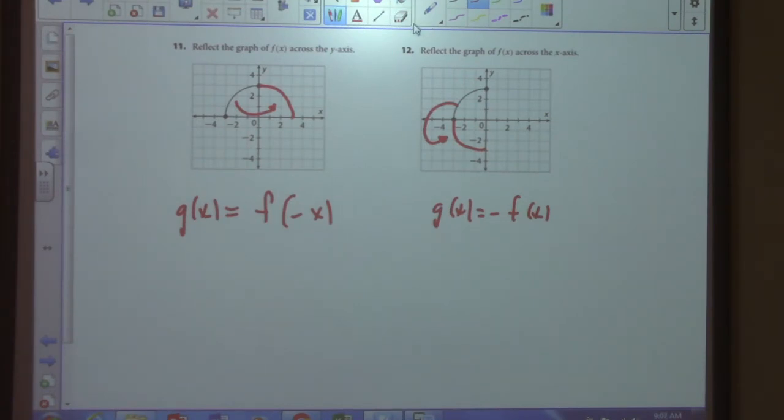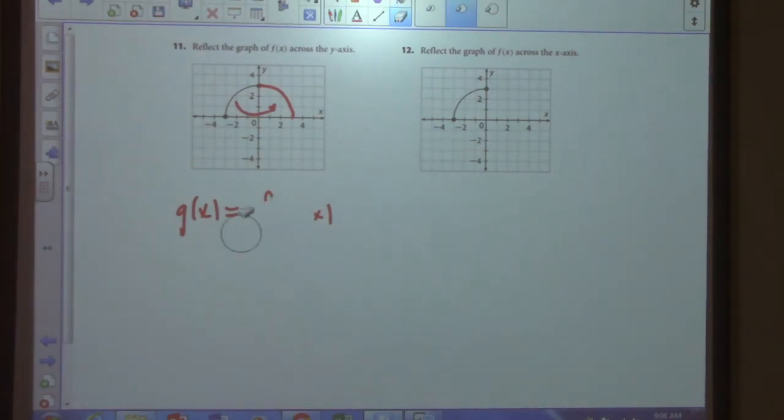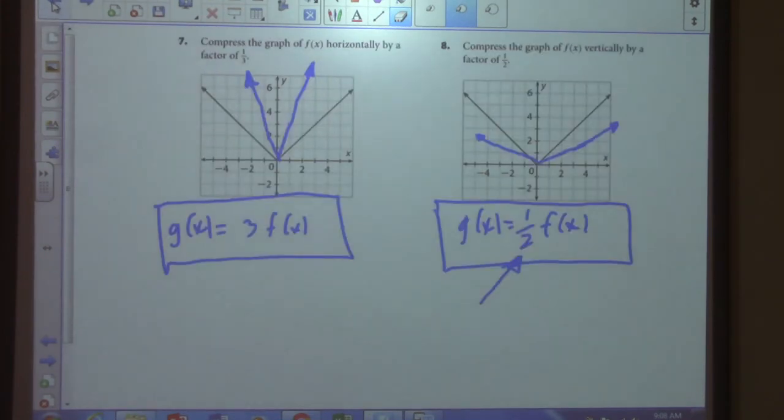I want you to go to the next sheet, which is problem 13. Can you do that? Let me go ahead and erase these so I get ready for the next class. Alrighty, okay.